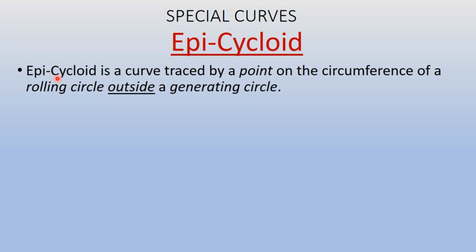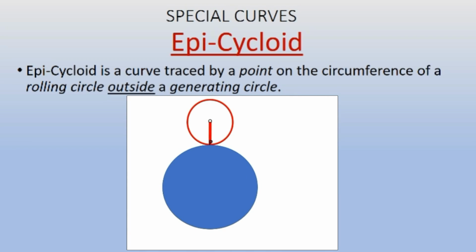Cycloid was a curve which we obtained by a rolling circle on a straight line. But here the rolling circle is on a generating circle. That means a bigger circle will be there. So imagine a big circle on which another circle is rolling. Just observe here now.